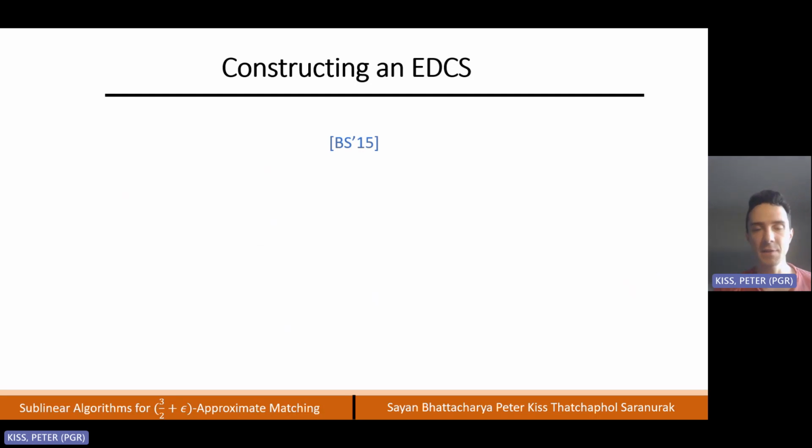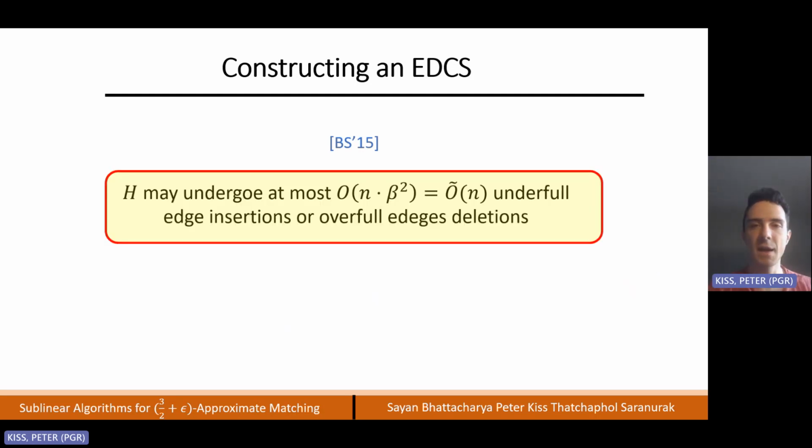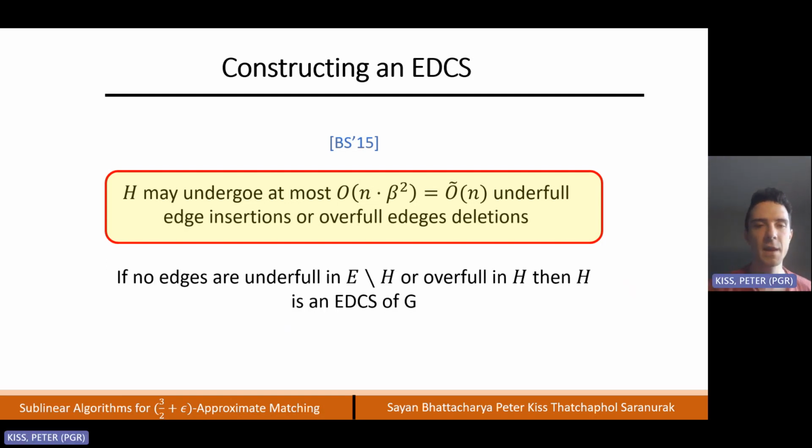And Bernstein and Stein, the very same people who introduced this concept, showed that there can be at most O tilde n underfull edge insertions and overfull edge deletions. So these update steps on any EDCS, on any graph, this process terminates, and it actually terminates in time proportional to n. So let's just remember this property. This will be very useful later. Do note that if there's no underfull edge outside of the EDCS and there's no overfull edge in the EDCS, that means that property 1 and 2 of the EDCS are satisfied. So H is actually an EDCS of G. So this is when the construction is intuitive.